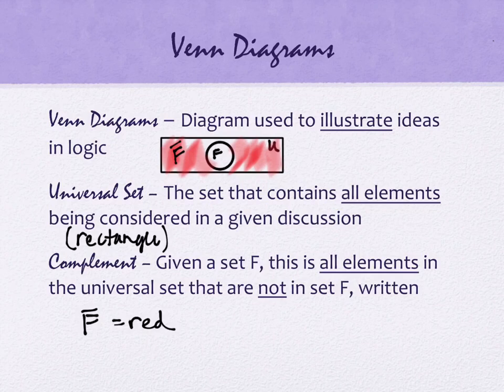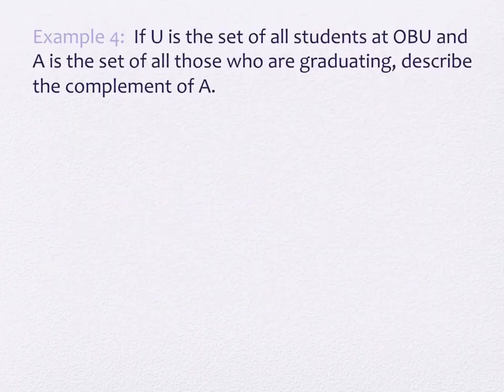Let me actually do the next example, and I think it'll answer the question more descriptively. So let's take, for example, U is the set of all the students at OBU, and A is the set of all who are graduating. We can say graduating this year to be specific. So you've got all the students at OBU. Not everybody's graduating this year, right?